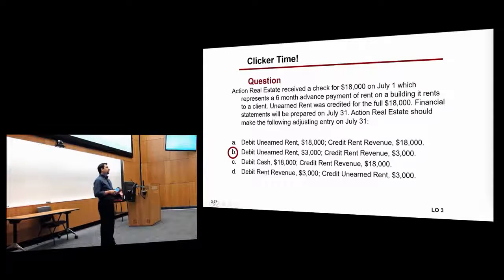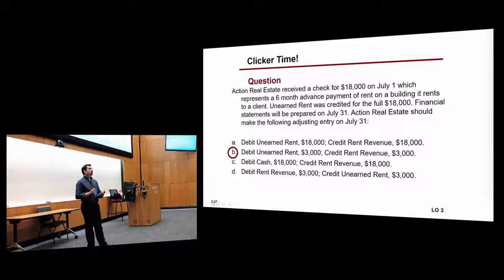You will be given a statement like this, and you will be asked to tell which is the correct entry. In this case, it's an adjusting entry. It could be a correcting entry, a closing entry, a regular general entry, so it depends. This is why it's very important to understand which accounts to credit, which accounts to debit, and when. Okay? So in this case, we have the company received a check for $18,000, which represents a 6-month advance payment.